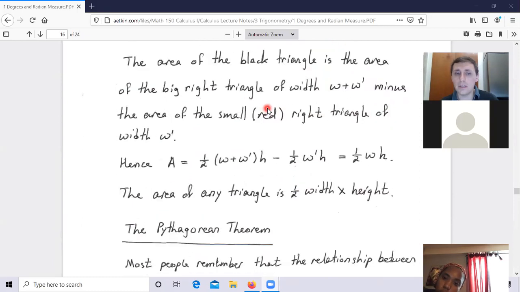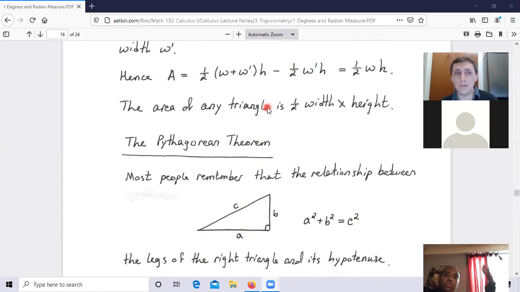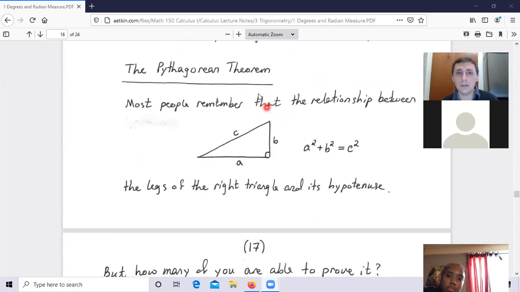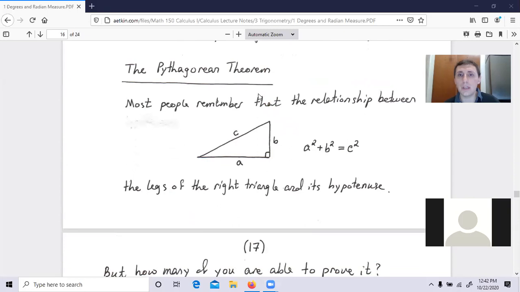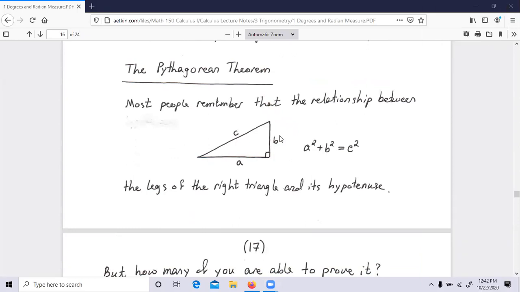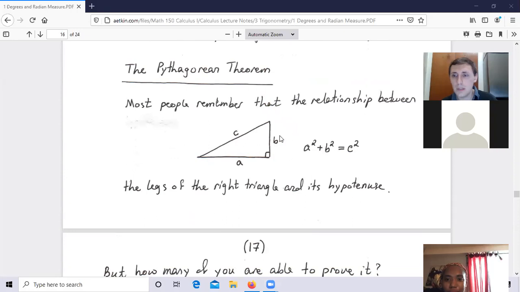So now finally we are at the Pythagorean theorem. It's a very famous theorem. I'm sure you know the statement: a squared plus b squared equals c squared. How many of you know how to prove it? That's terrible, right? You have the statement and it takes a second to prove it. Let's see if I will correct it.